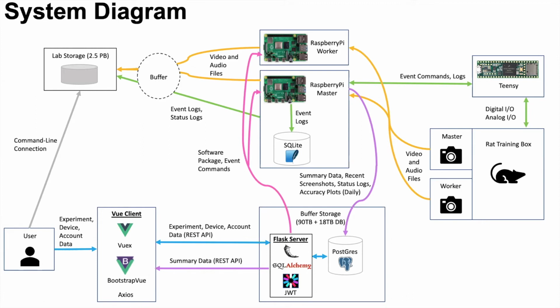The teensy microcontroller is reading digital and analog input and output from the rat training box. In this example, there's 2 cameras. You can have more. There's a master and a worker. These are Pi cameras sending video and audio files back to the Raspberry Pi. And then the Raspberry Pi is funneling these video and audio files and the event logs to lab storage where users can access.